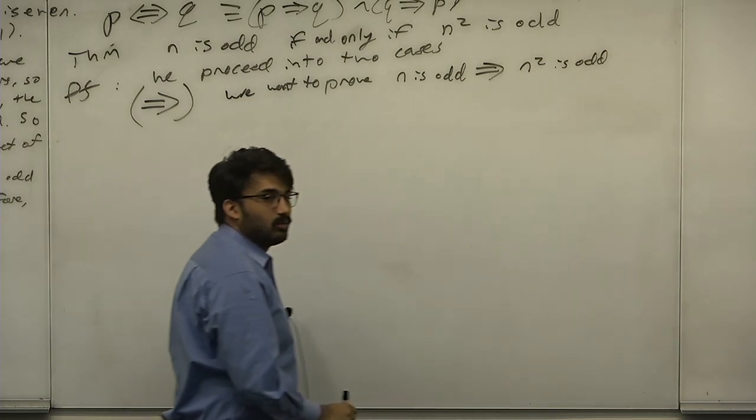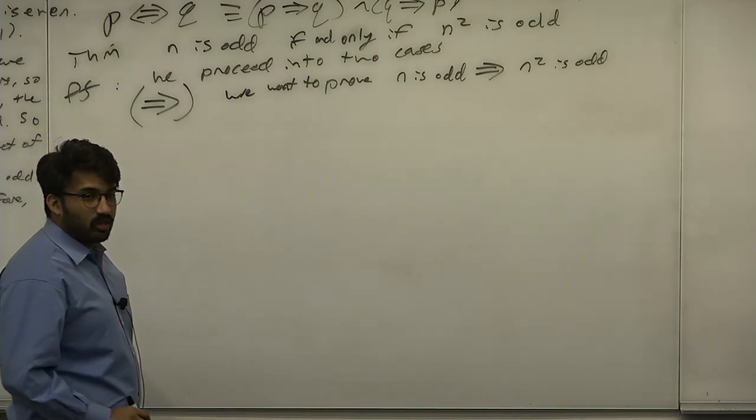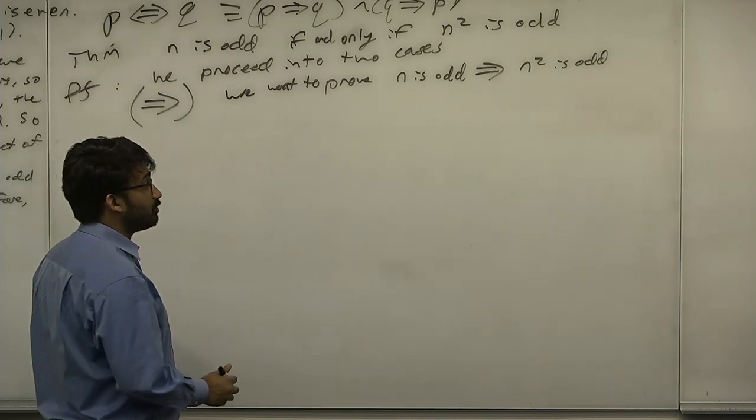Now technically, we already did this, right? We took this as a corollary of the previous one. Let's just do it again. This is if and only if. Last time we said if N is odd, then N squared is odd. We did that like a simple corollary. We're going to say actually it's an if and only if. We want to prove N is odd implies N squared is odd.